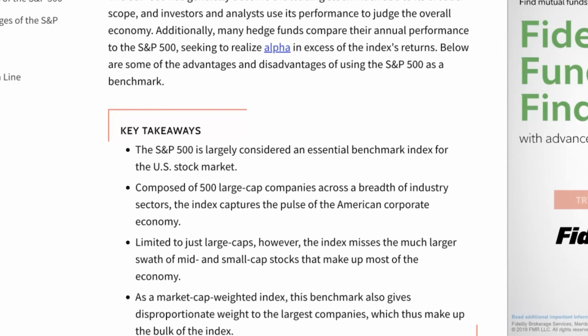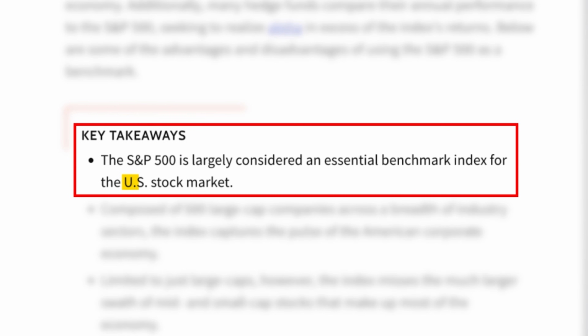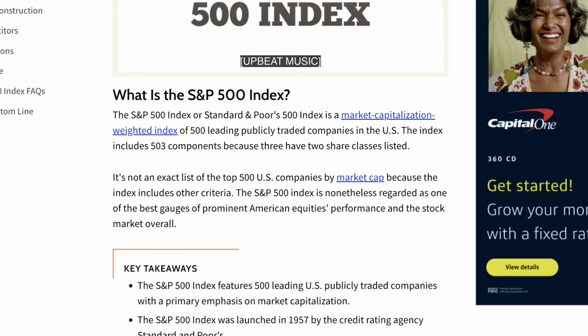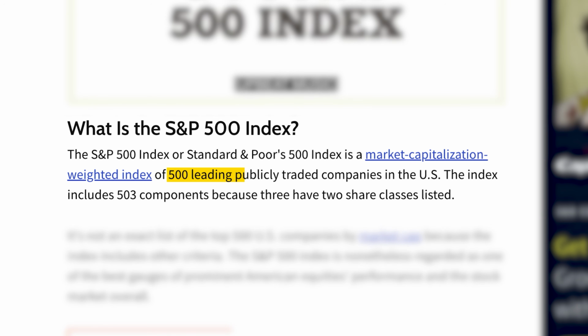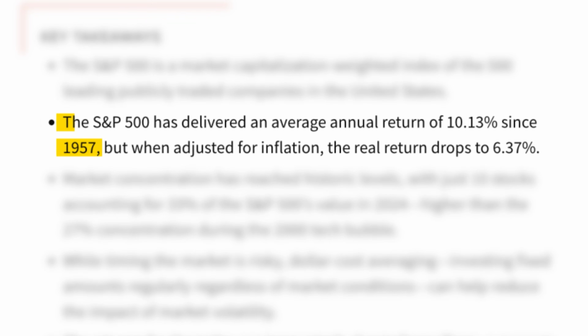And so one of the most popular indexes out there that is considered the US stock market benchmark is the S&P 500, which is an index that tracks 500 of the largest publicly traded companies that are based in the United States. And I also have it on my wall that shows the history of it. And since 1957, the S&P 500 index has delivered an average annual return of just over 10%.